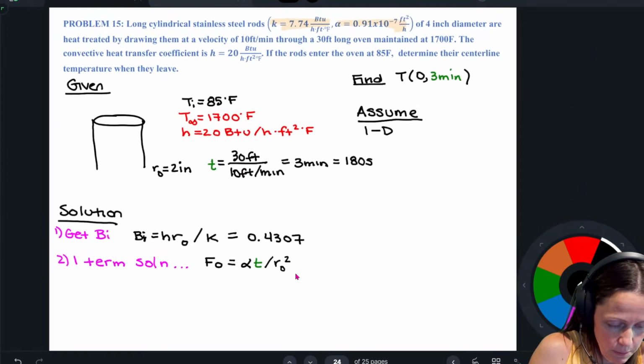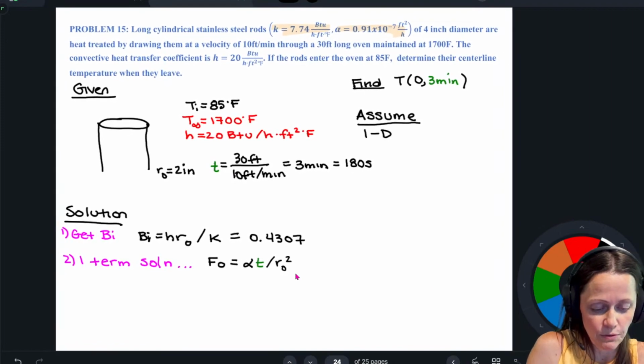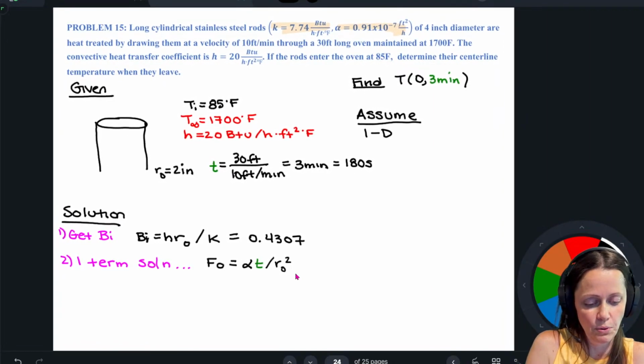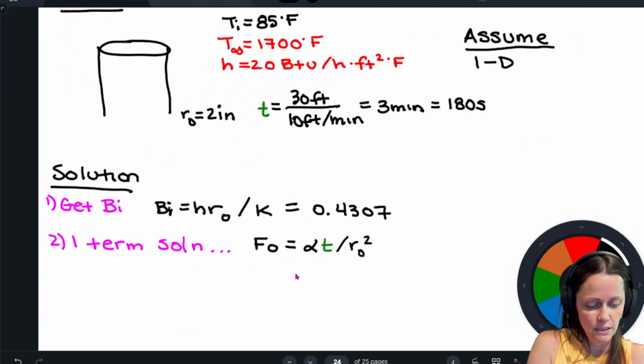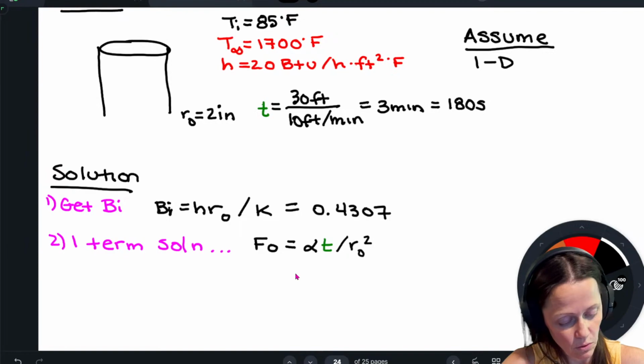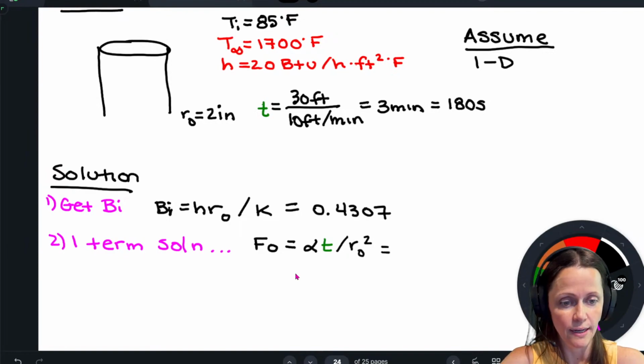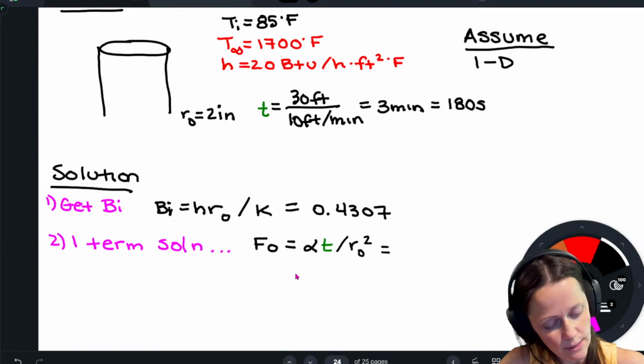And I believe they did. Yep, they gave me the thermal diffusivity. It's that 0.91 number up there. Got a feet squared. So I just need to make sure that the feet and the inches are reconciled. But other than that, it's not too bad. So I've got 0.243. Perfect.